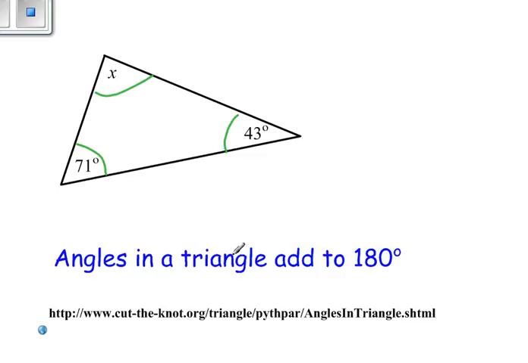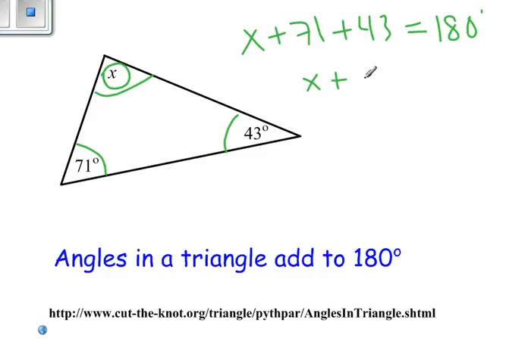Here's one, for example. So if you really want to see the proof of this idea, then I would say check out the internet. For us, it's important that you simply know that rule, that all the angles in a triangle add to 180. And therefore, if I wanted to find x in this diagram, I can say that x plus 71 plus 43 equals 180, and therefore x plus 114 is 180, and then solving for x, I get 66 degrees.